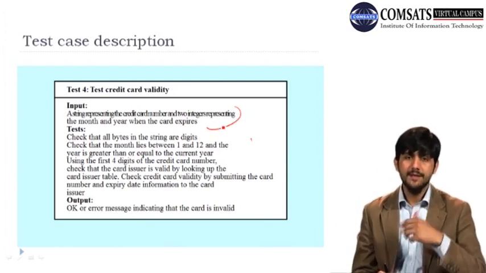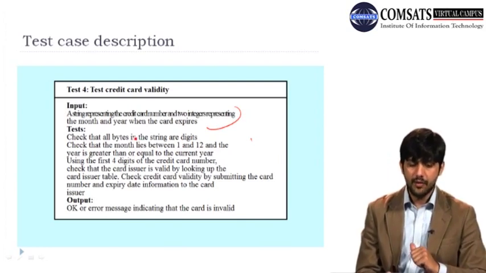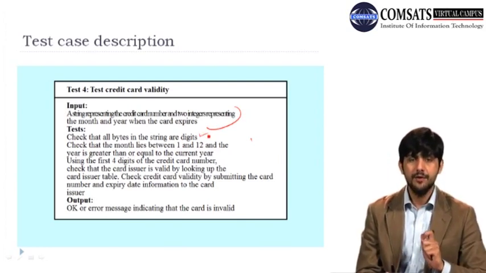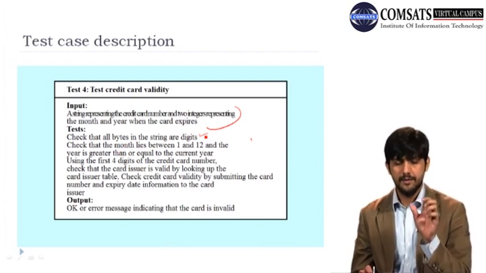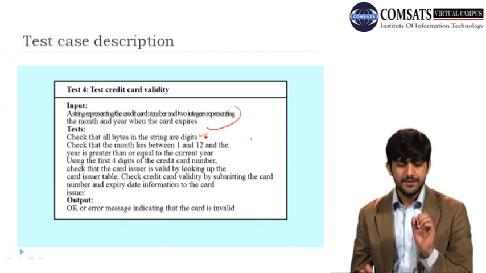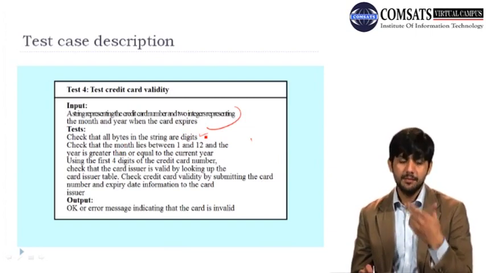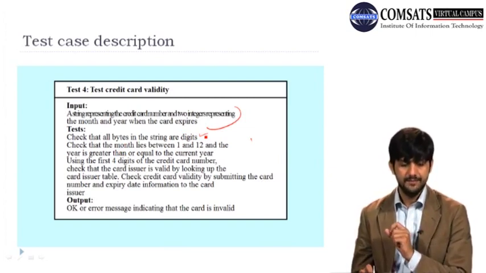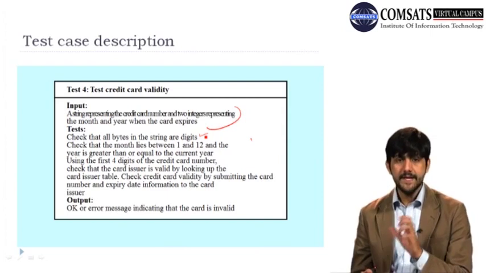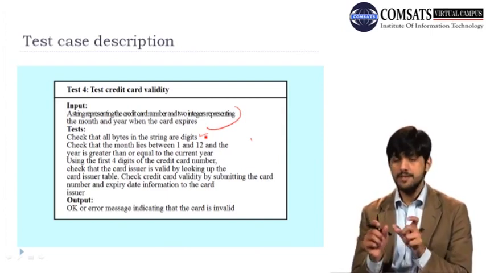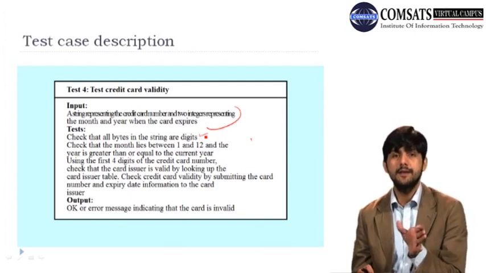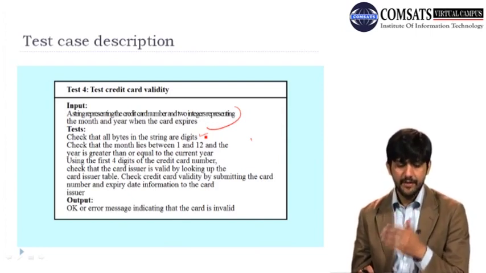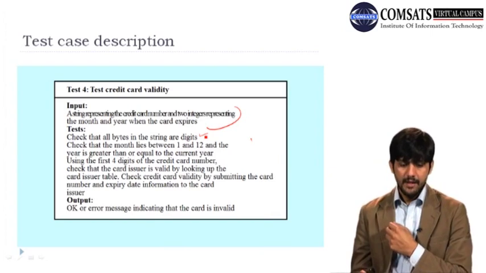So what are the steps that I need to do? Check that all the bytes in the string are digits. Because credit card numbers are only digits, they are not alphabets. So first you need to show that it's a numeric 16-digit string. And check that the month lies in range, because there is a field for month and somebody may have mistakenly entered 13 there, but we only have 12 months. And then you check the year as well.